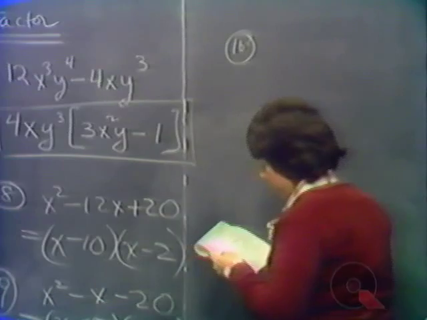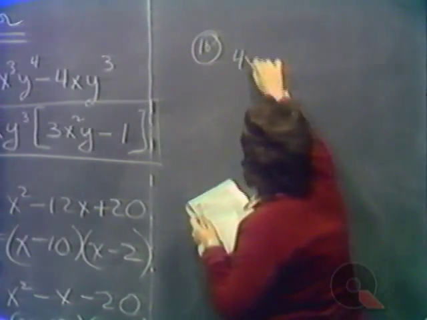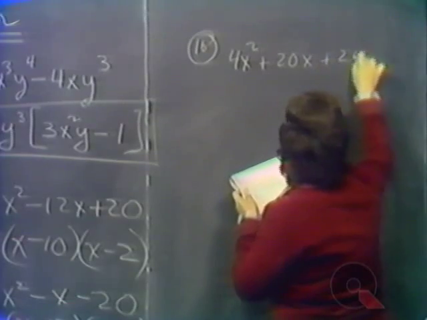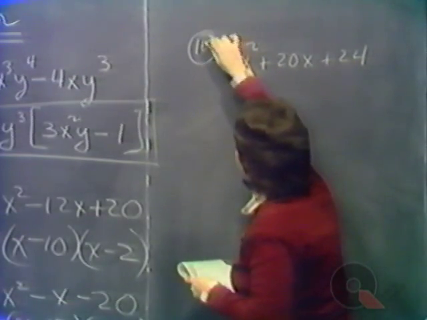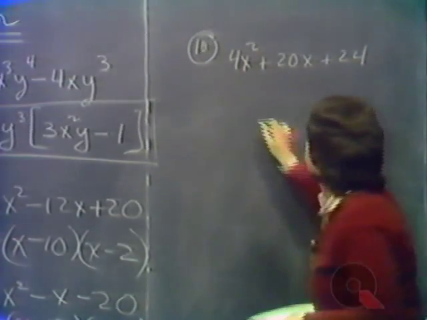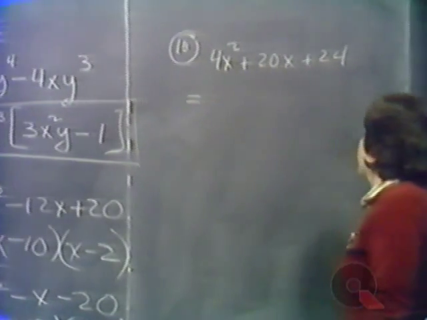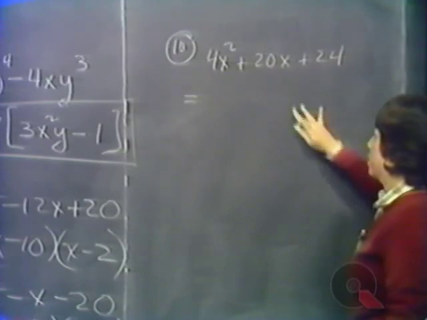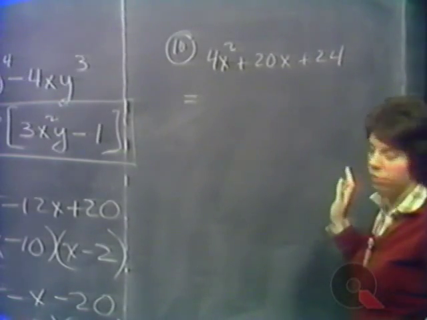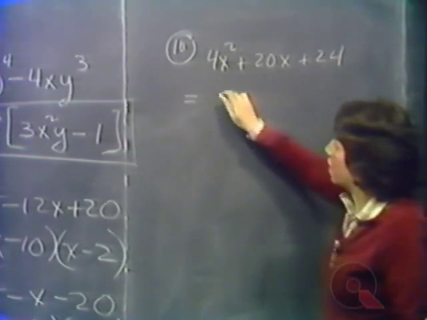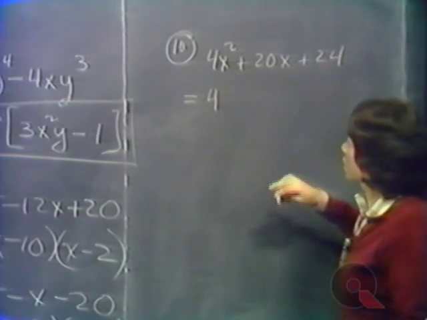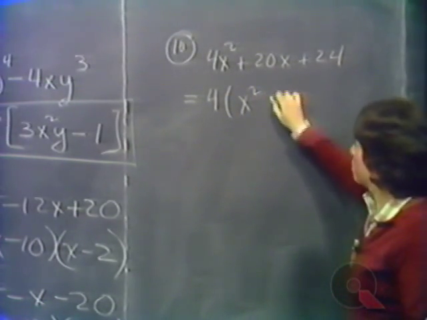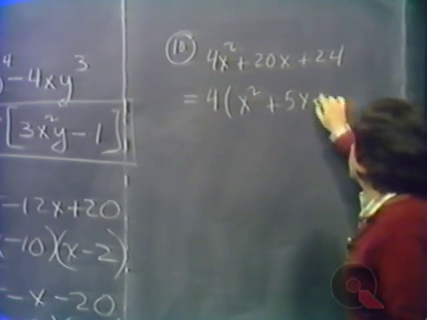In our next example, we have 4x squared plus 20x plus 24. Now, although it's a trinomial, we're not going to jump right in and start to try to break it into two binomials. The first thing we always look for is a common factor, and this one does have something other than 1 as a common factor. It has 4. You can factor it out. You get 4 times x squared plus 5x plus 6.